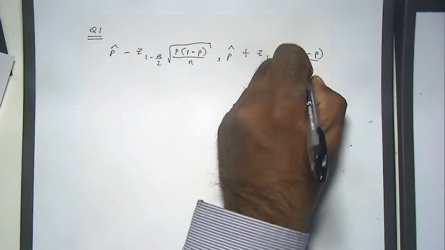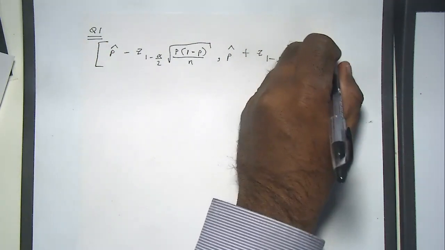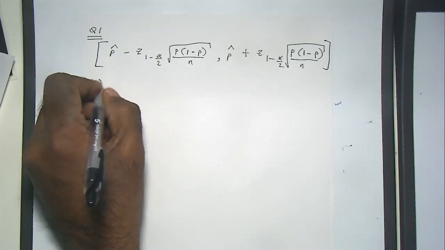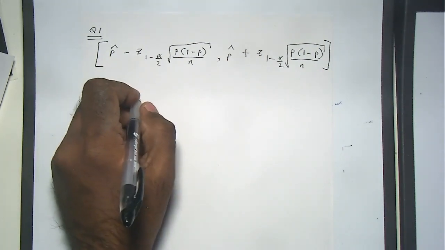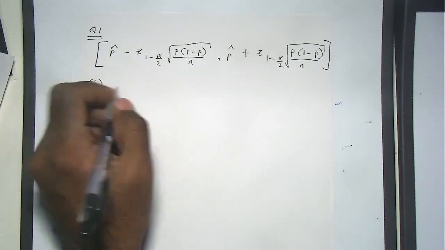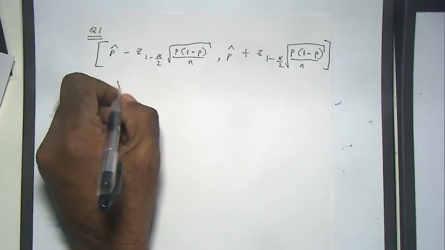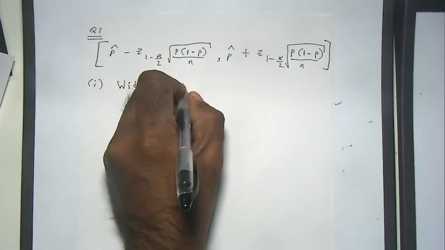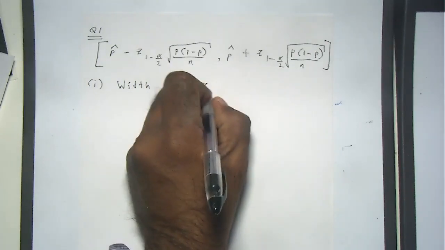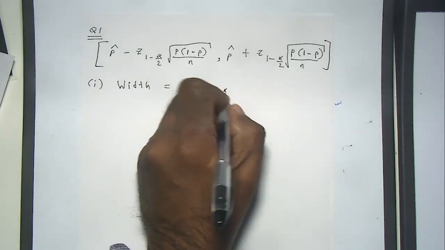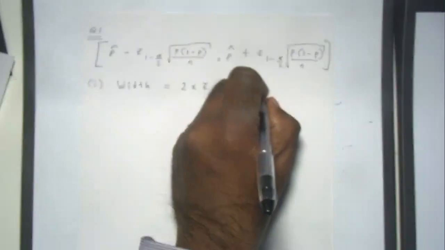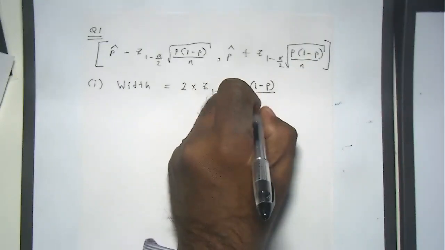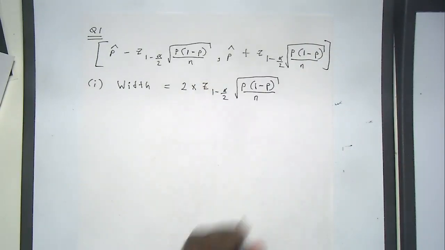Alright, this is the confidence interval we have for proportion. Now for part 1, we are looking at what is the width of the confidence interval. I mean, the width is obvious, right? The width is equal to 2 times this, which is proportional to the standard error. So part 1 is kind of trivial.